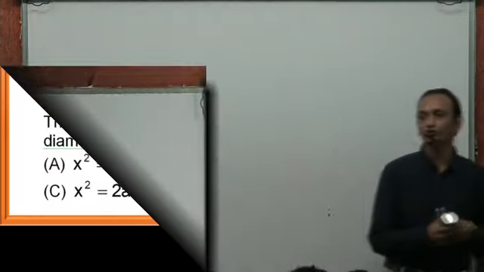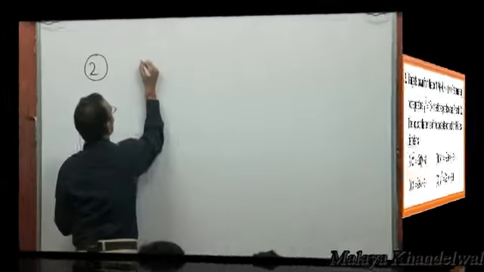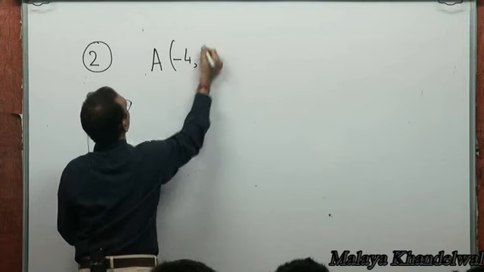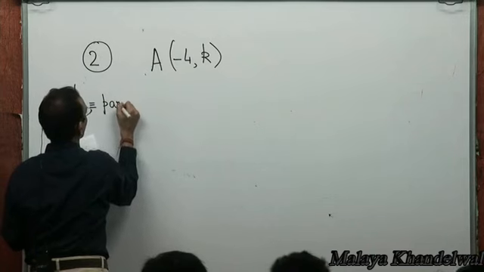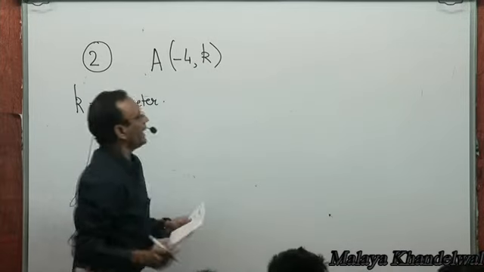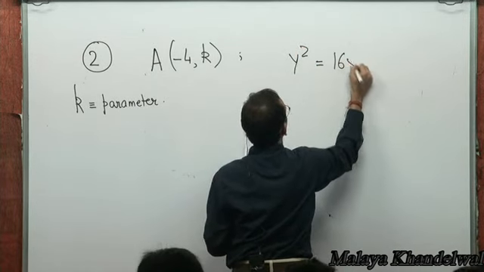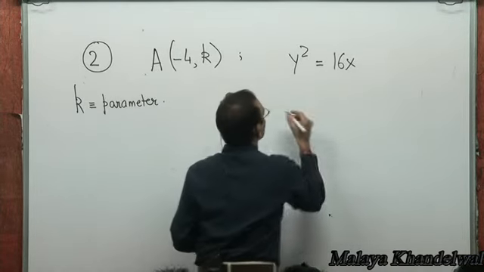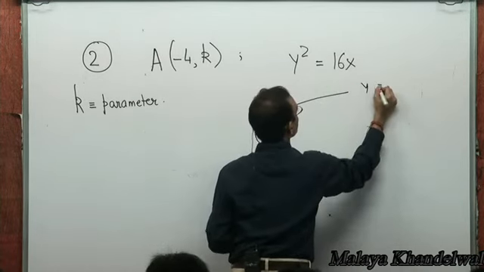Can I wipe this off? There is a moving point A, a variable point A, given by x equal to -4, y equal to k. K is a parameter which will cause this point to be moving. And there is a parabola y squared equal to 16x. So this parabola is y squared equal to 16x.